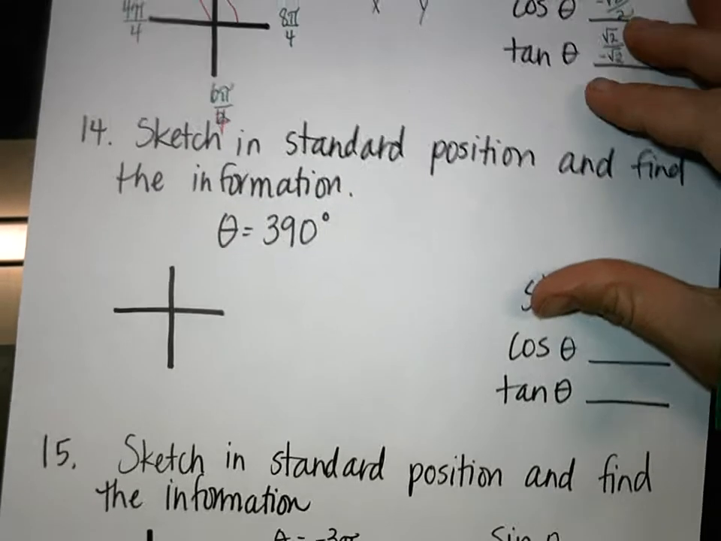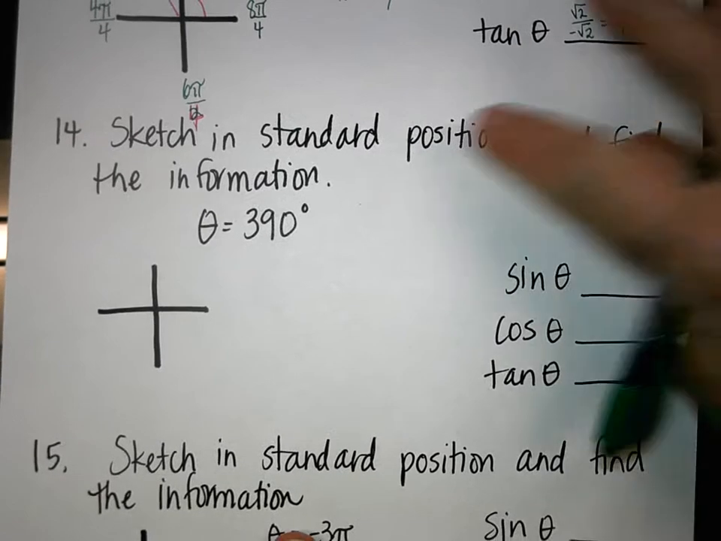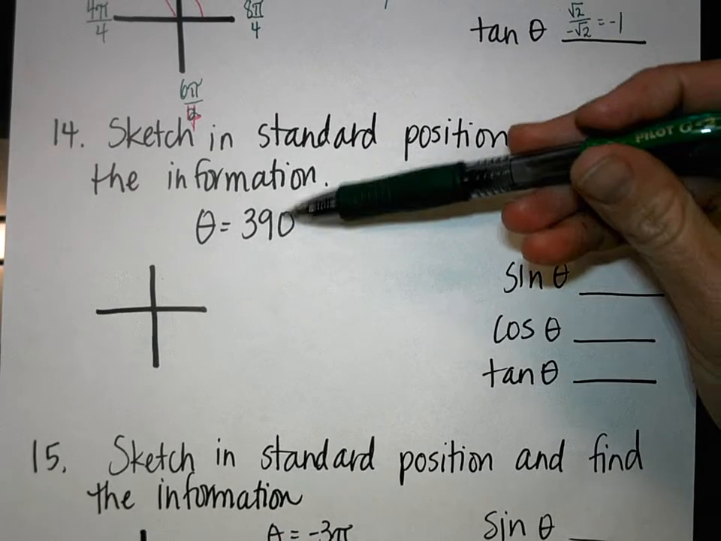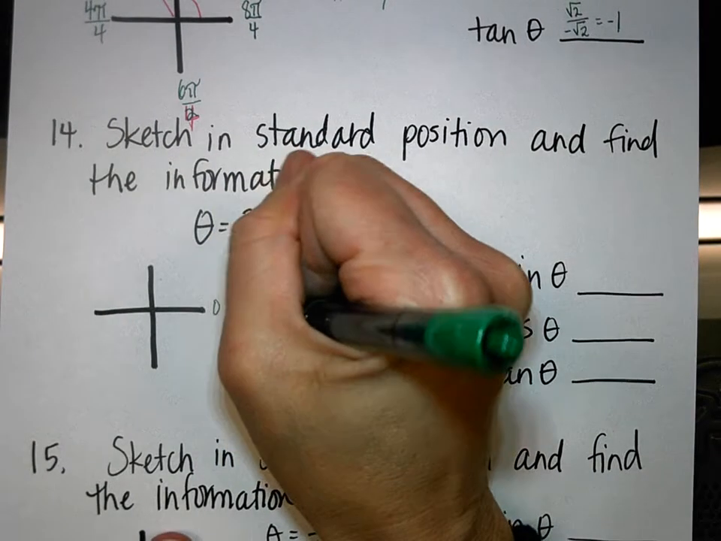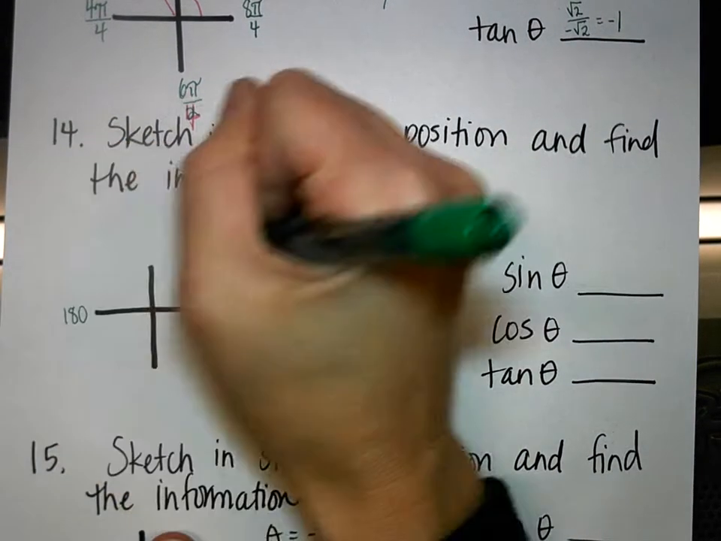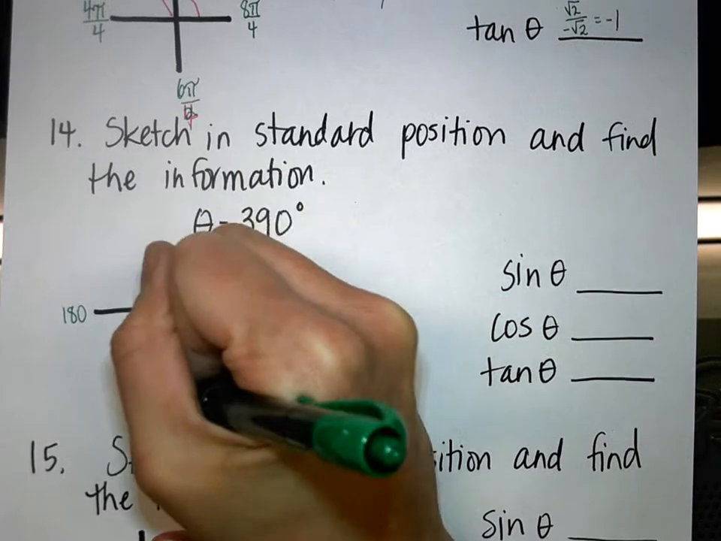Number 14, sketch in standard position and find the information. So this one is in degrees, so we can mark our degrees at 0 and 360. Over here is 180, halfway is 90, and then we have 270.